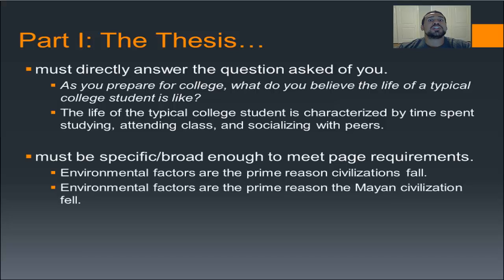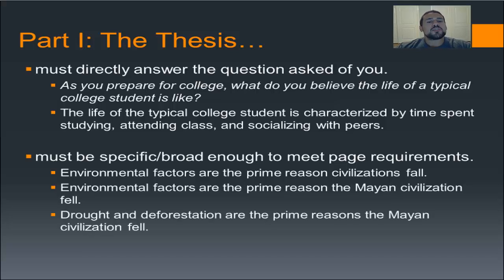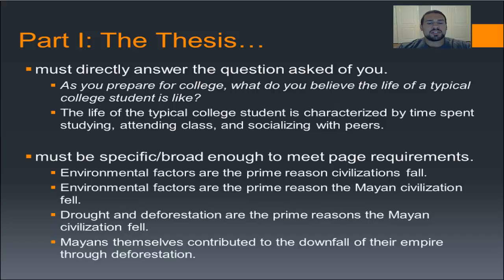And maybe that's still too broad for you, right? Let's look at something more specific. Drought and deforestation are the prime reasons the Mayan civilization fell. Now you're talking. This would be a good maybe 4, 5, 6, 7, 8 page paper. But maybe you need a 2 to 3 page paper. You could say something like, Mayans themselves contributed to the downfall of their empire through deforestation. Now you have a very specific topic.